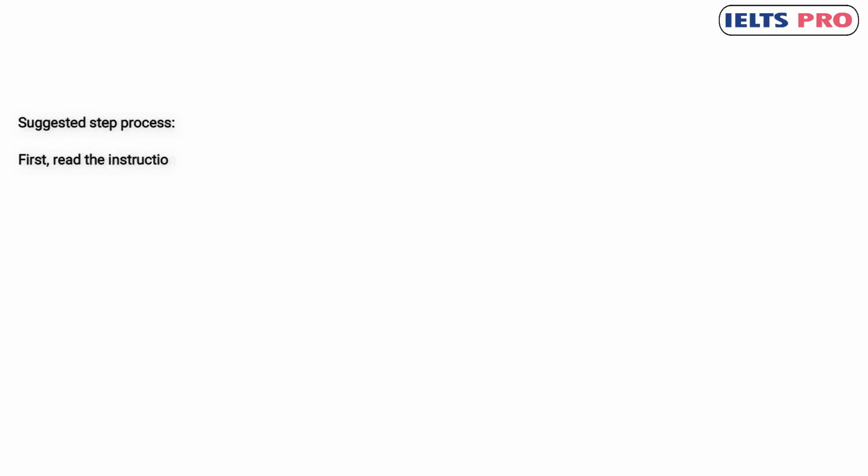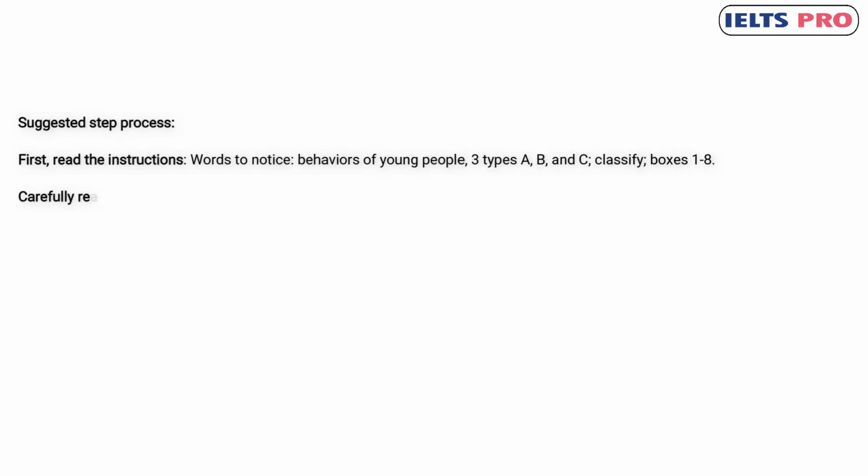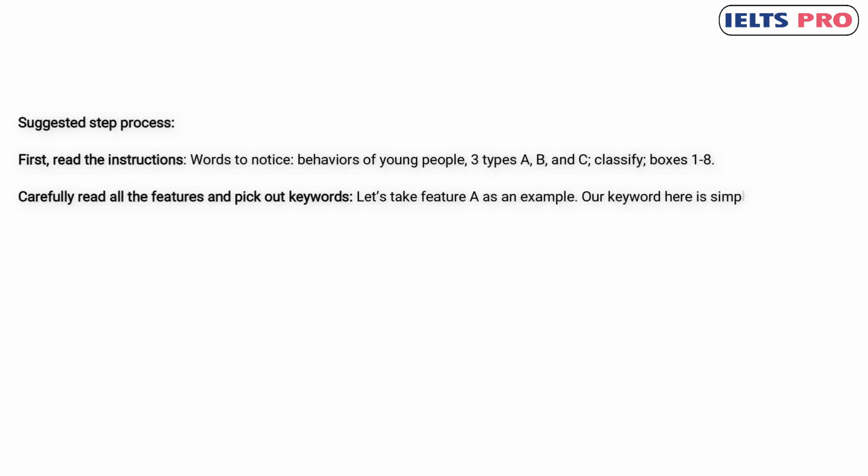First, read the instructions: words to notice are behaviors of young people, 3 types A, B, and C, classify, boxes 1 to 8. Carefully read all the features and pick out keywords. Let's take feature A as an example. Our keyword here is simply type A. Scan the passage and look for keywords.